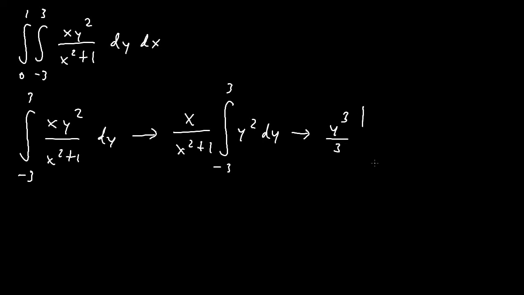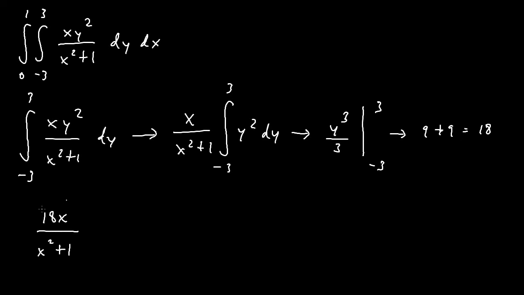And if we go ahead and evaluate that from -3 to 3, let's go ahead and plug in 3 first. So we'll get 3 cubed, which is 27 over 3, which is 9. Minus, when I plug in -3, we'll get -3 cubed, or in other words, -27 over 3, which is -9. So minus a -9 would be plus 9. So then we get 18. Don't forget that we do have this x over x squared plus 1 outside of the integral. So now we can go ahead and multiply that by 18. So we're left with 18x over x squared plus 1.